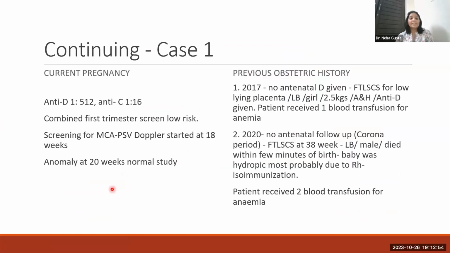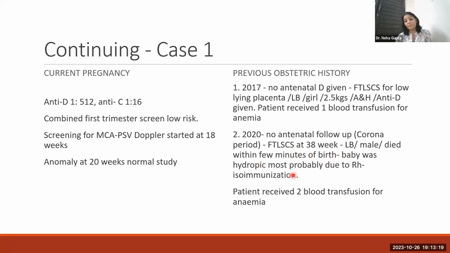So continuing with that case, in this patient anti-D and anti-C were diagnosed. The follow-up started at 18 weeks. In her previous obstetric history, her first child was all okay. She received postnatal anti-D and 1 blood transfusion. In the second, there was no proper follow-up. She directly had a cesarean section at 38 weeks, and the baby died within a few minutes.